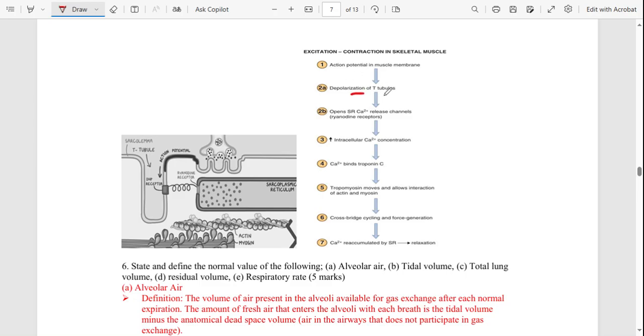Depolarization in the T tubules causes opening of the calcium release channels, which are the ryanodine receptors attached to the dihydropyridine receptors. Calcium inside the cell increases and binds to troponin C. Troponin C will cause the tropomyosin to be removed from the actin active site, and that will bind the myosin head to the actin, and that forms the cross bridge cycling, and that causes contraction. So that is what happens. Does this make sense?